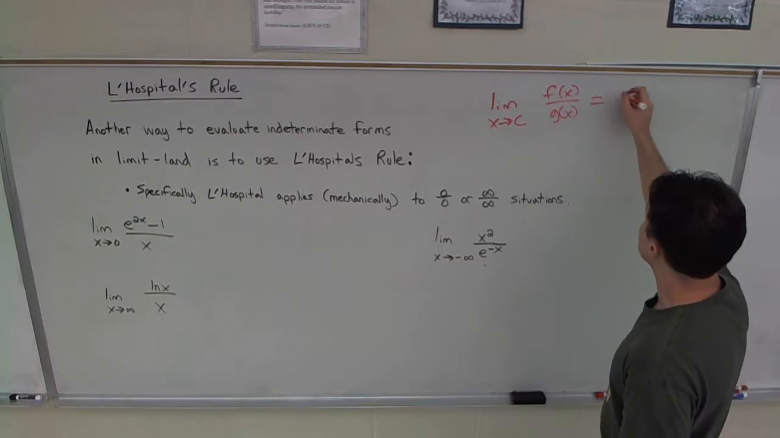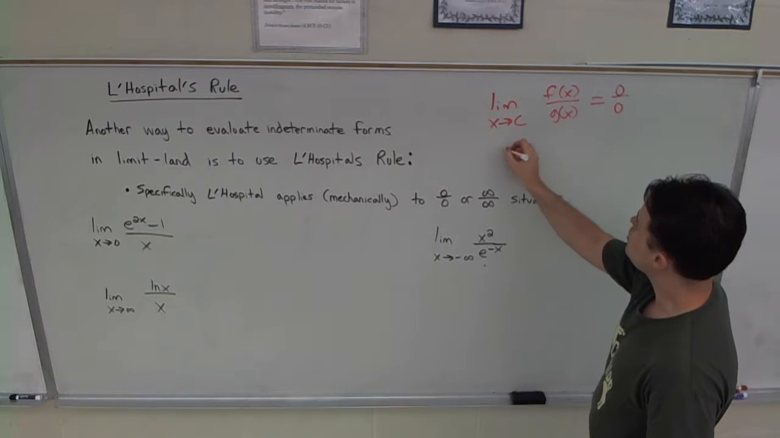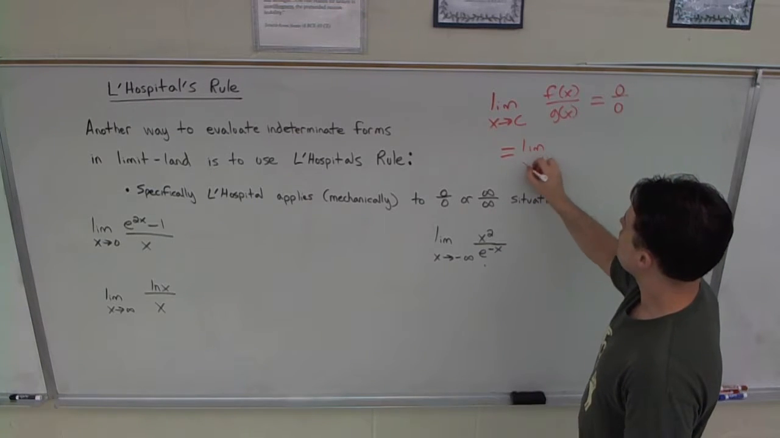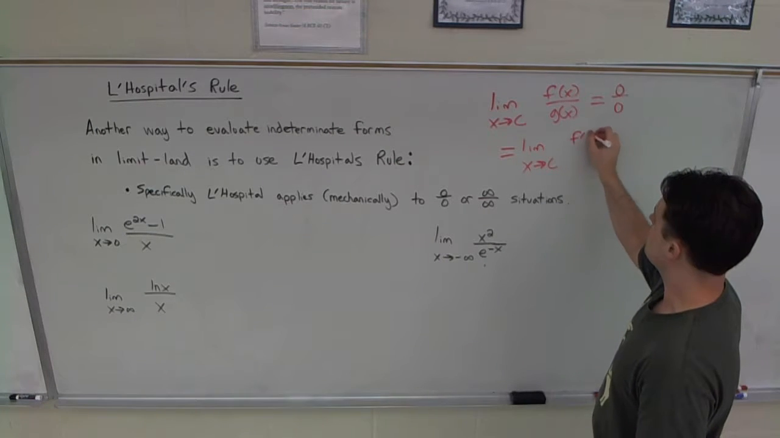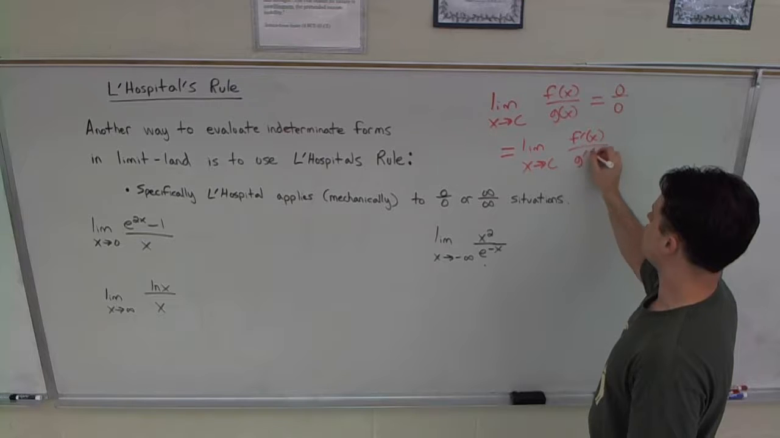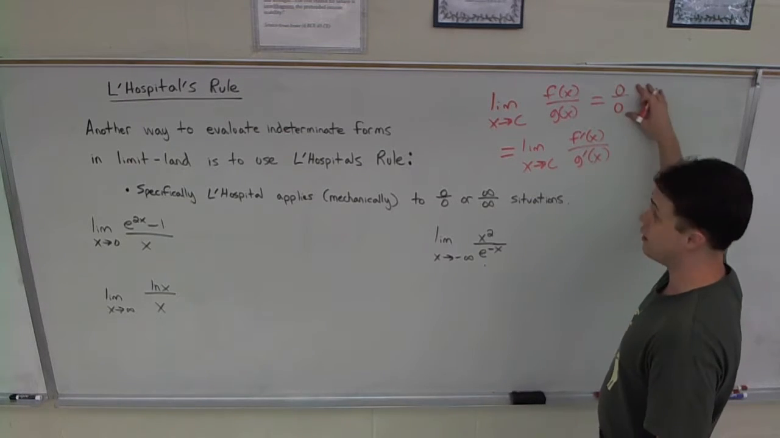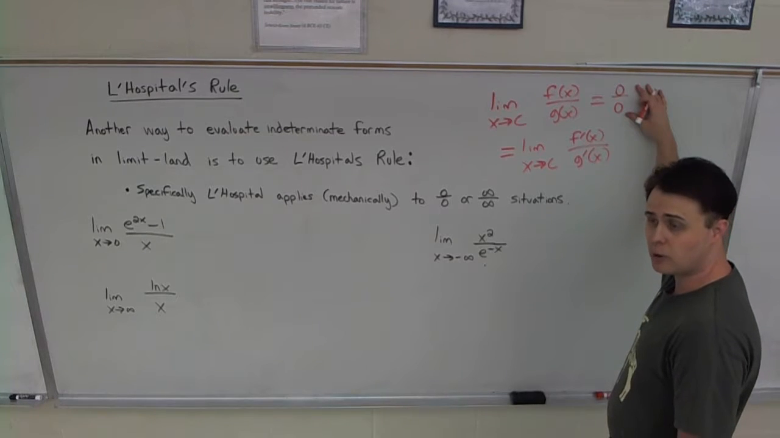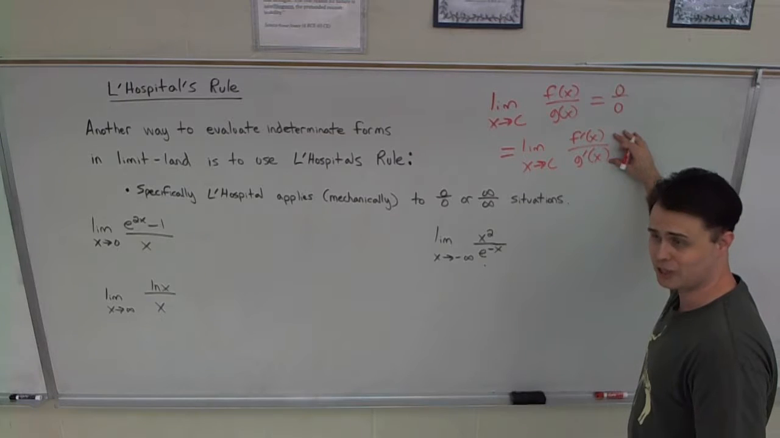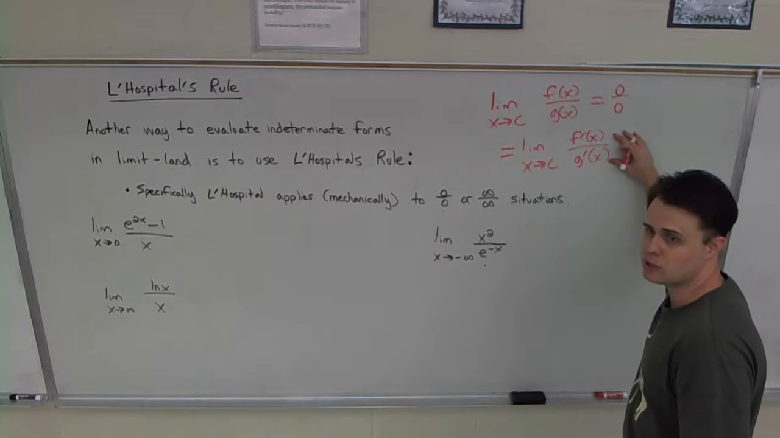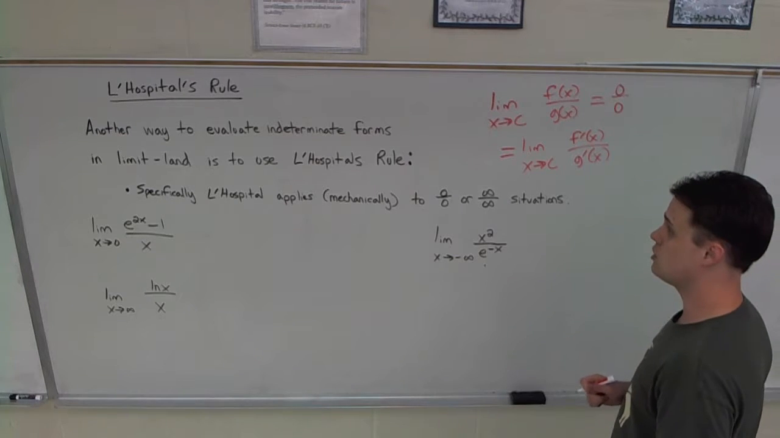So if you have that and it's equal to 0 over 0 or infinity over infinity, then this is actually equal to the limit as x approaches that same value of the derivative of the top over the derivative of the bottom. And then you just look at that limit, and as long as it's not indeterminate, you evaluate that limit. If that limit is still indeterminate, you L'Hopital again. You can use L'Hopital repetitively until you get to a limit that you can do. Okay? So that's the idea with L'Hopital's rule.